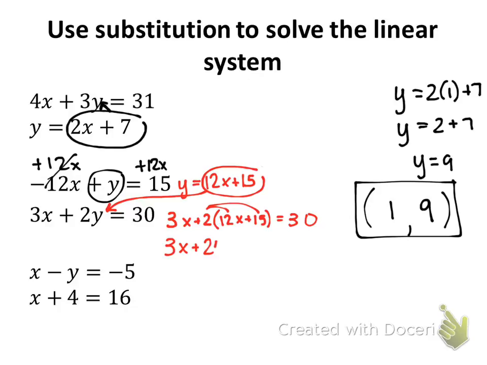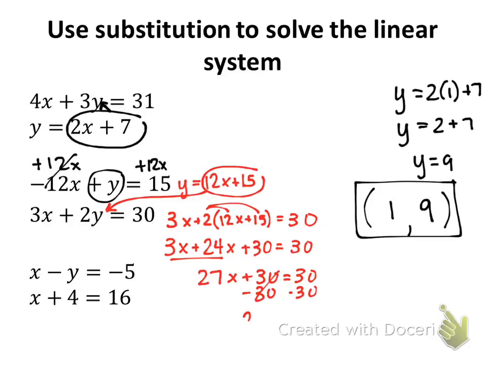So now I'm going to do distributive property, combine like terms, and solve. 3x plus 24x plus 30 is equal to 30. Then I'm going to combine like terms. 27x plus 30 is equal to 30. Subtract 30 on both sides and get 27x is equal to 0. So I divide by 27, and x is equal to 0.